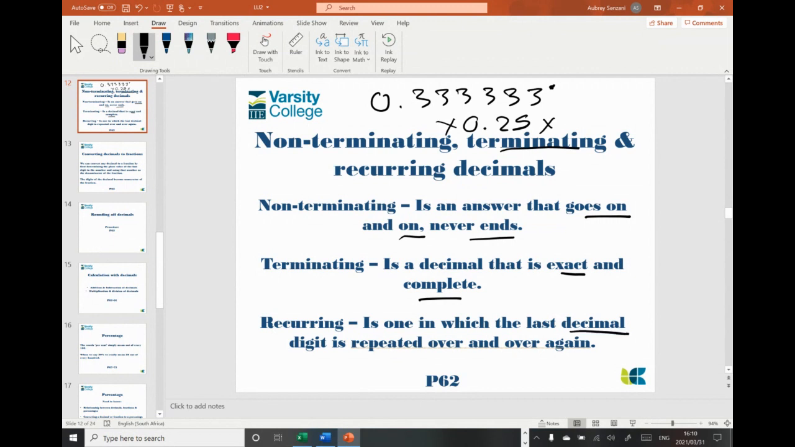Recurring is one in which the last decimal digit is repeated over and over again. So you can get a non-terminating decimal, for example 1.15171717, like that. But when it comes to recurring, it's literally 0.66666, like that.